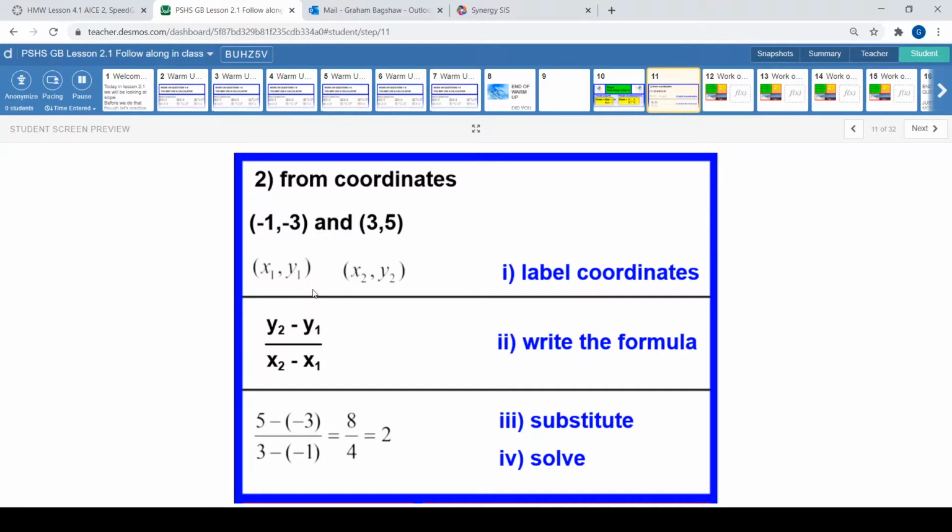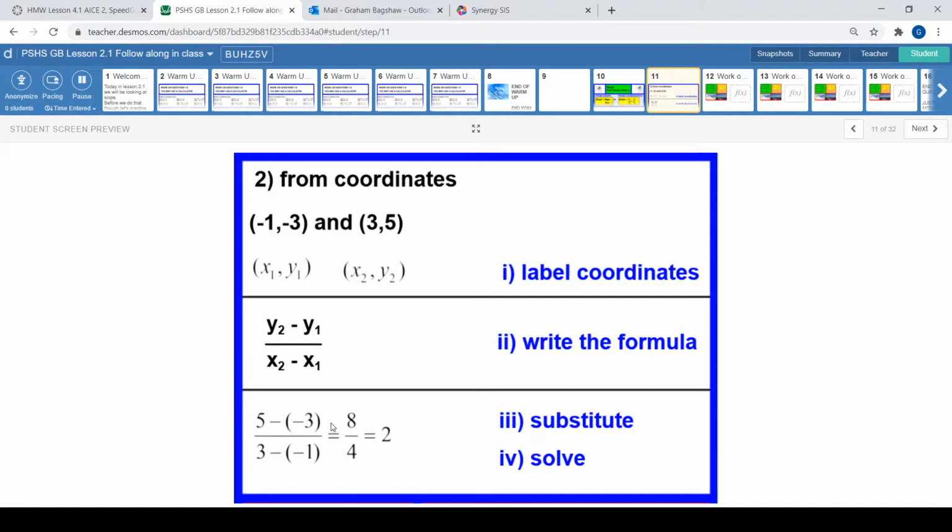Substitute in the numbers. So look at what y2 is. So basically just look up, 5. So in the same space, put 5 in your formula. Take away y1, just look at what's above y1, negative 3. They put parentheses here just to make sure that we don't get confused. x2 is 3, so we put 3 in the bottom left. x1 is in the bottom right, and x1 it says is negative 1, so fill that in here.